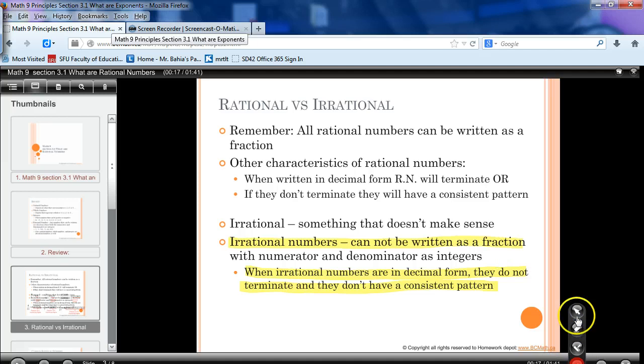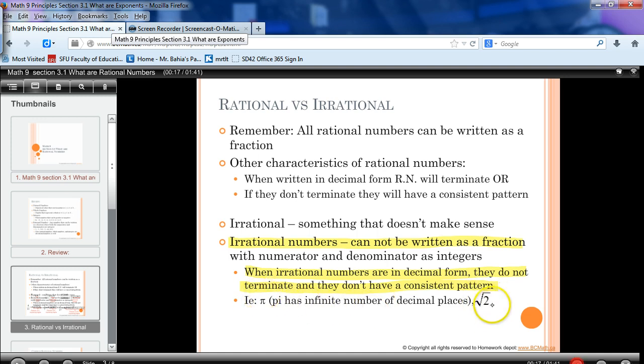Can you think of a number that goes on forever and doesn't have a pattern? Well, pi is one of them. Pi is 3.1415, and I don't know the rest. I'm sure some of you are disappointed that I didn't know the rest, but it goes on and on forever, and there's no pattern whatsoever. It seems like random numbers thrown together. So pi is an irrational number.